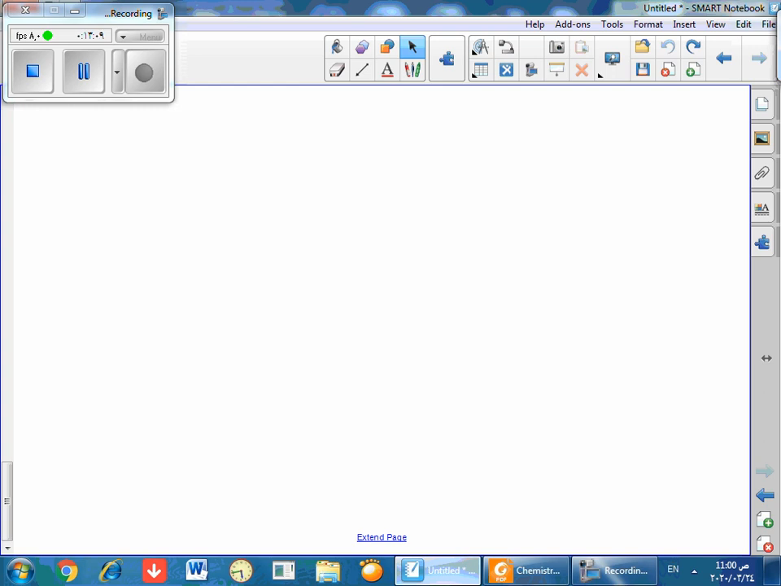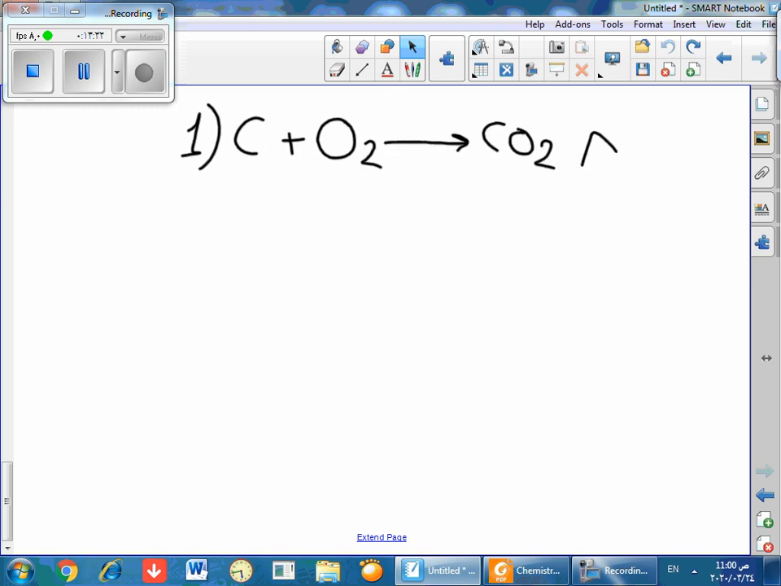I have chemical equation number 1, C plus O2 forming CO2. Delta H for this reaction equals negative 393.5 kilojoule per mole.